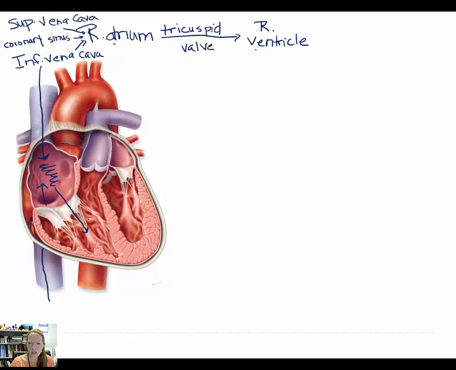All right. So from the right ventricle, it is going to go to a great vessel next. Think about where it needs to go from here. What is the whole point of this pulmonary circulation? We are trying to get it to the lungs so we can dump off the carbon dioxide and pick up oxygen. So it is going to do it by going through this giant vessel right here, and that is the pulmonary trunk.